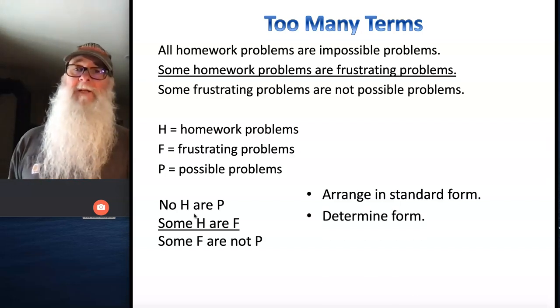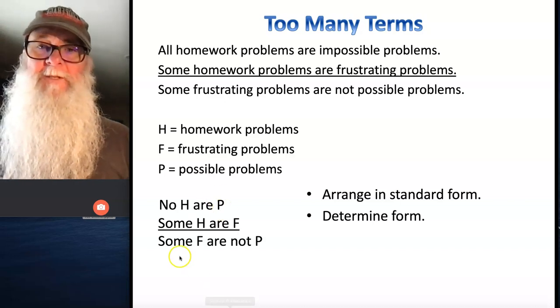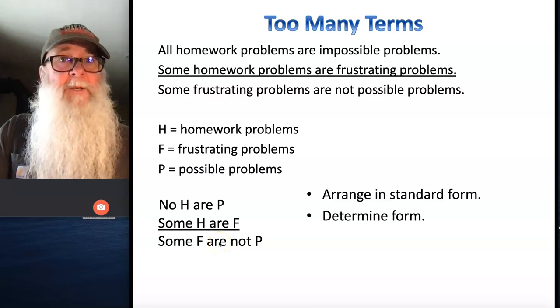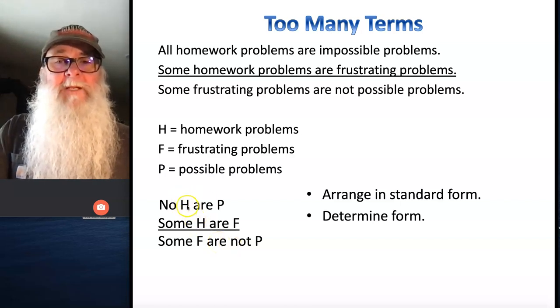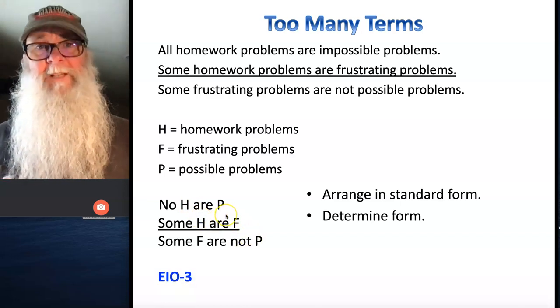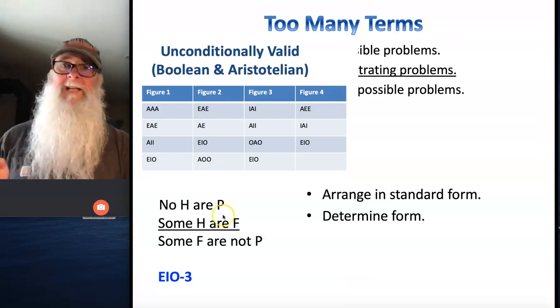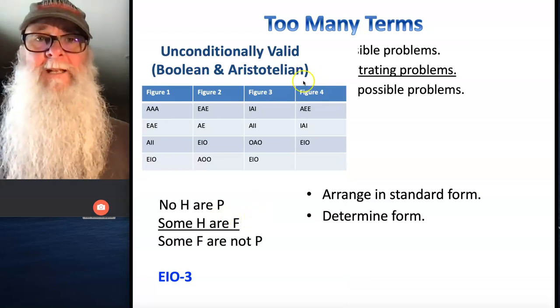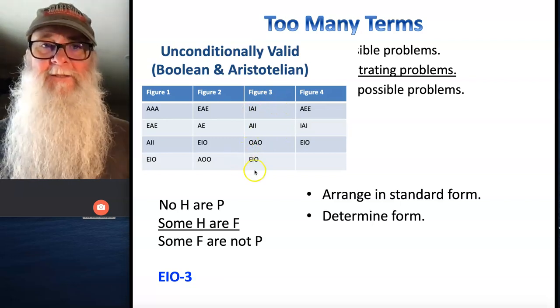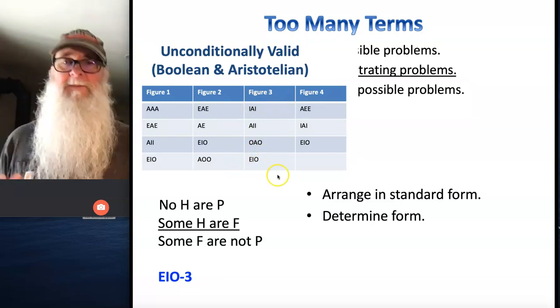And now we can determine its form. Okay, so the form of this particular argument, we have an E, we have an I, and we have an O. E, I, O is the mood, and we see the middle term is right over here in the subject position of both premises. That tells us this is an E, I, O in figure 3. I can consult my unconditionally valid inventory, and I look under figure 3, and looky-loo, it's right there. That tells me this argument is valid.